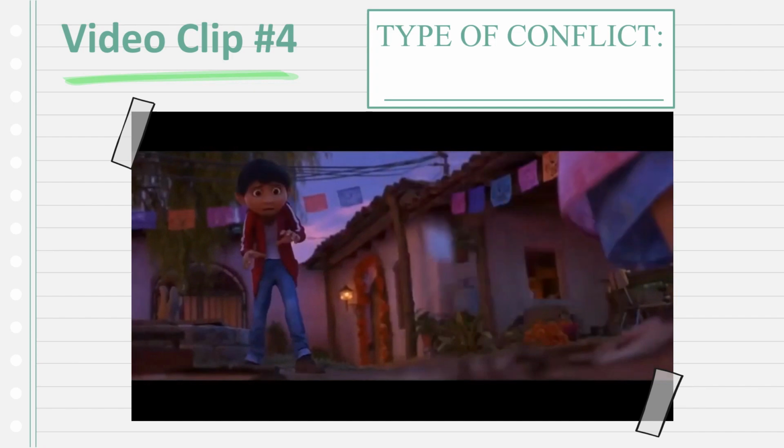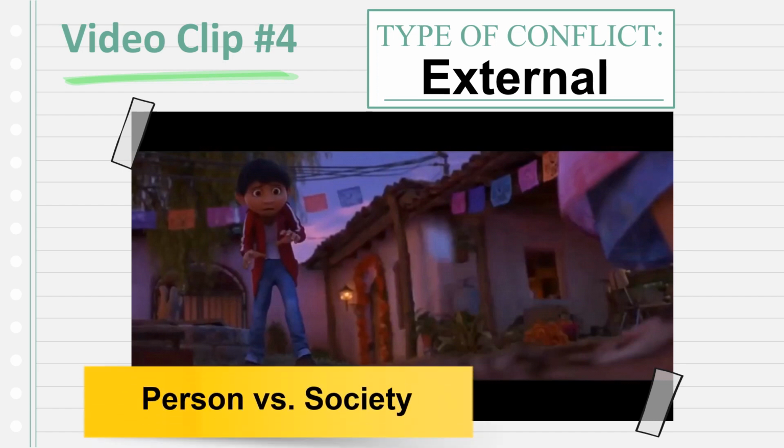This is external conflict. Good thinking. This is an example of person versus society because the conflict is between the protagonist Miguel and the antagonistic force of his family's beliefs about music.